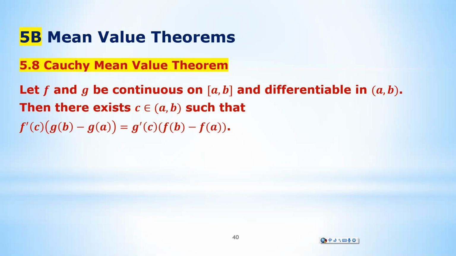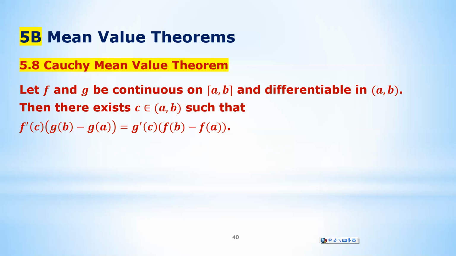The proof is non-trivial. Now, first, we'll see that this is an extension of the previous result. Here you have two functions, f and g, okay? Let's consider the case where g is just the function x itself, g(x) equals x. So this is a special case, right? Now, if g(x) equals x, then you can see the left side of this result will become f prime c times (b minus a), because g b equals b and g a equals a.